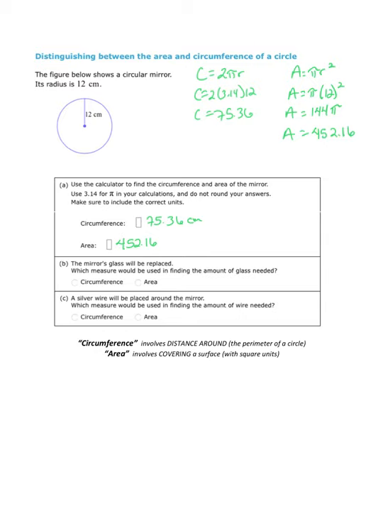Now, with this question, if the mirror's glass is going to be replaced, are you doing the circumference or the area? Oops, forgot my units. Well, if we're replacing the glass, we need to do the area, because you're replacing everything inside the circle. That is the area. Now, if I'm going to put a wire around the mirror, it's a fence, it's around. The perimeter goes around, and circumference is another word for perimeter. That is the circumference.